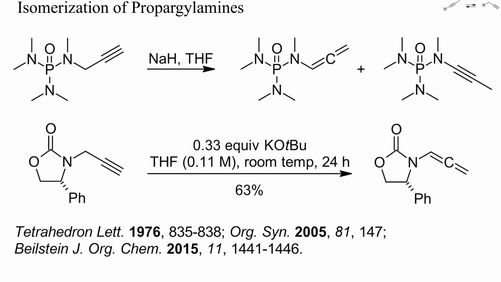Synthetically more interesting is the isomerization of derivatives of propargylic amines and alcohols. The outcome of these reactions again depends on the precise energy of the various accessible isomers. In the first example, treatment of a propargyl phosphorus amide with sodium hydride gave a mixture of an allene and an internal alkyne. A propargylic carbamate, however, mostly yielded an allene when treated with potassium tert-butoxide at room temperature.